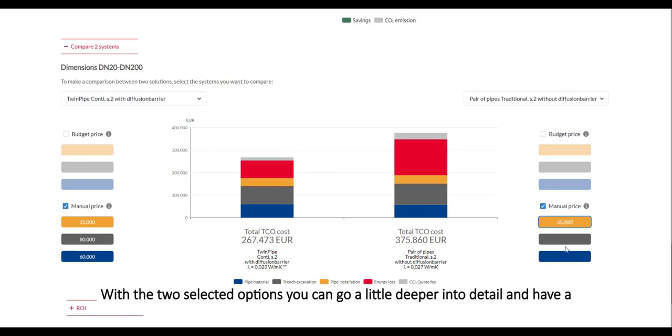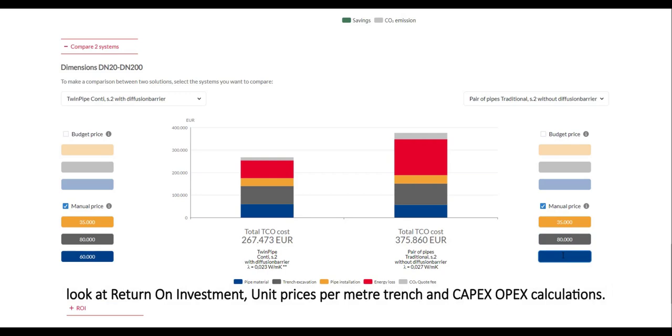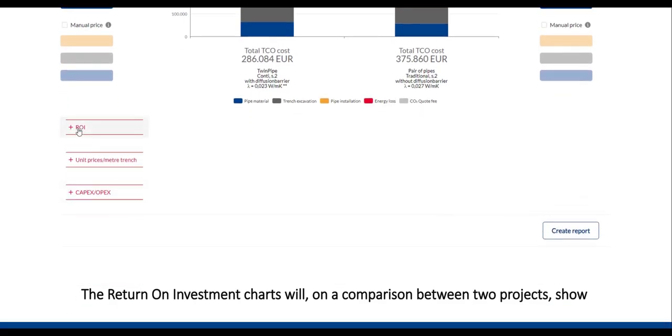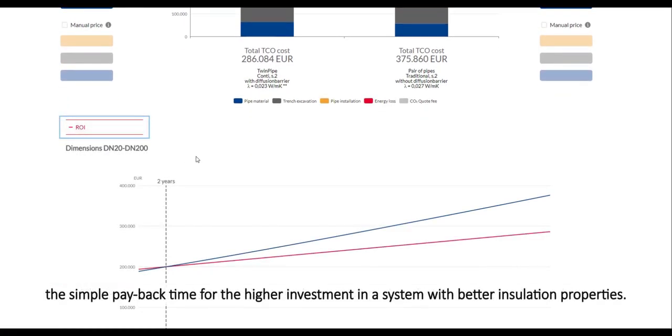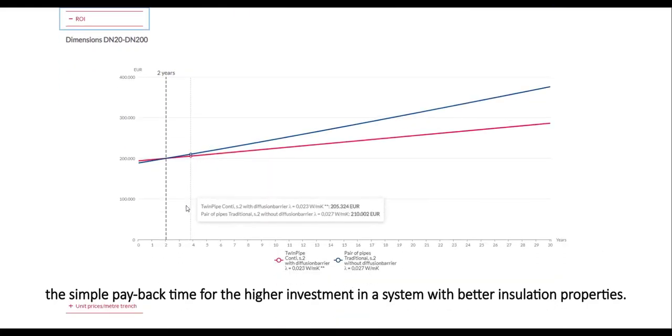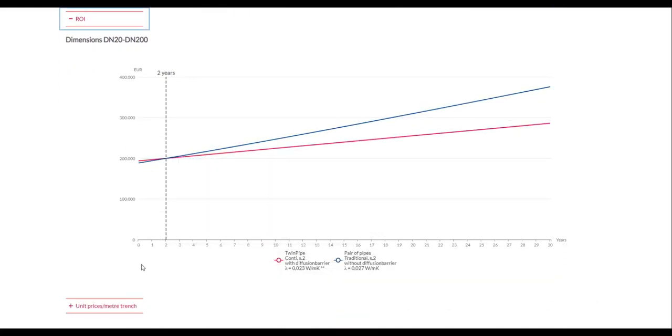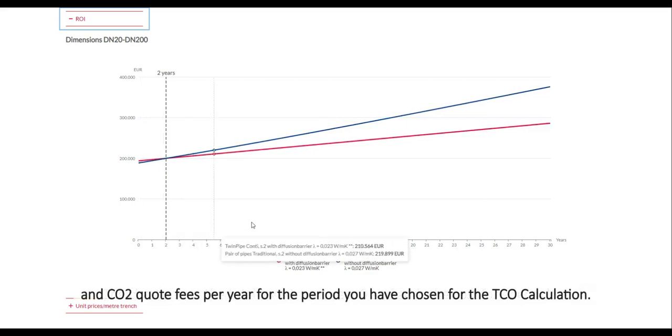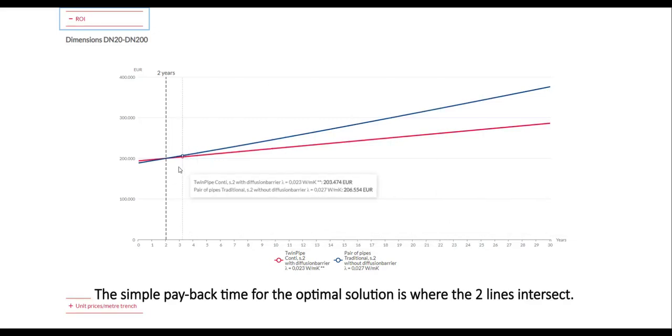With the 2 selected options, you can go a little deeper into detail and have a look at return on investment, unit prices per meter trench and CapEx/OpEx calculations. The return on investment charts will, on a comparison between 2 projects, show the simple payback time for the higher investment in a system with better insulation properties. The chart shows the total investment year 0 and adds the cost for energy loss and CO2 quote fees per year for the period you have chosen for the TCO calculation. The simple payback time for the optimal solution is where the 2 lines intersect.